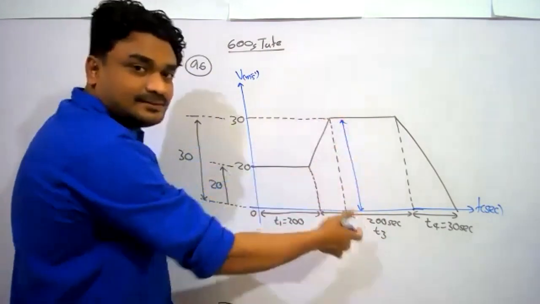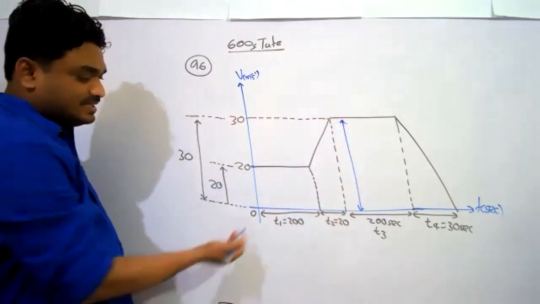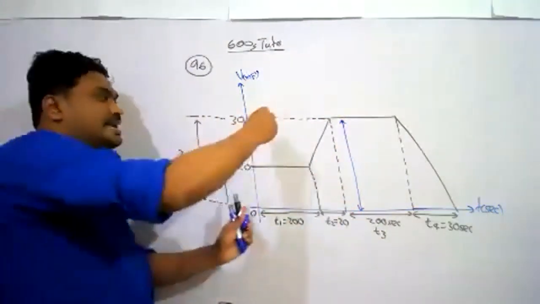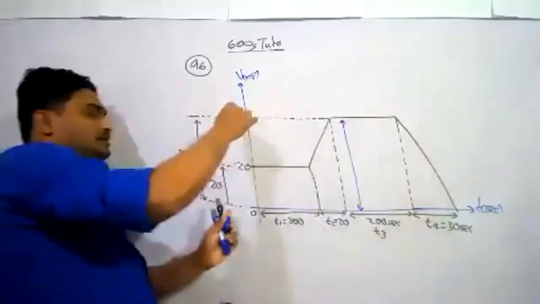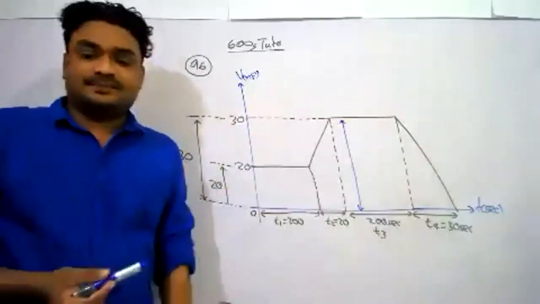What should be this height here? 0, 30, and you see the same line. So therefore, what should be this height?